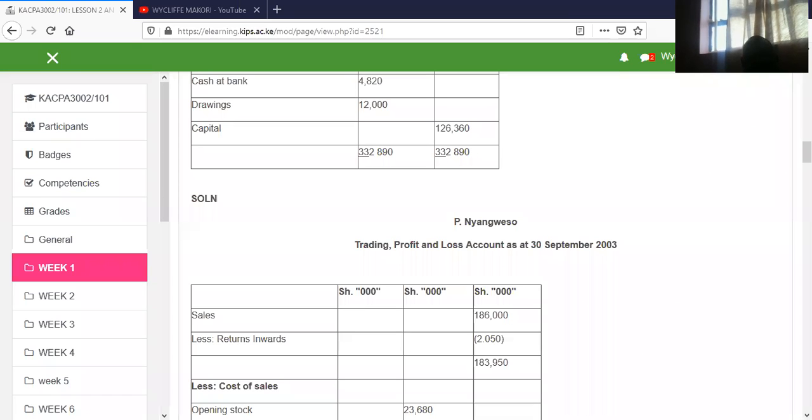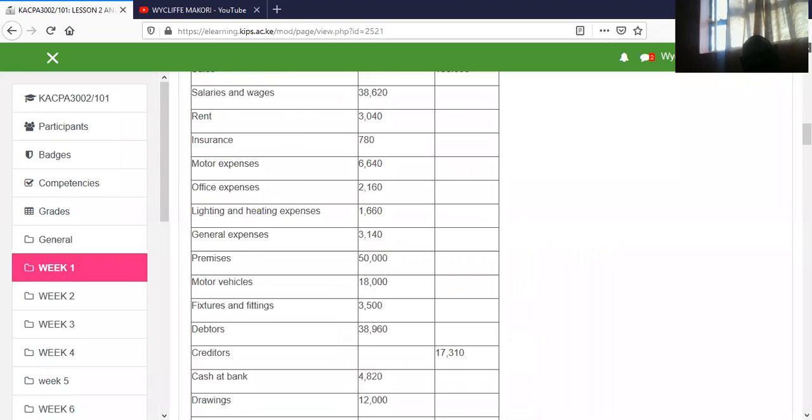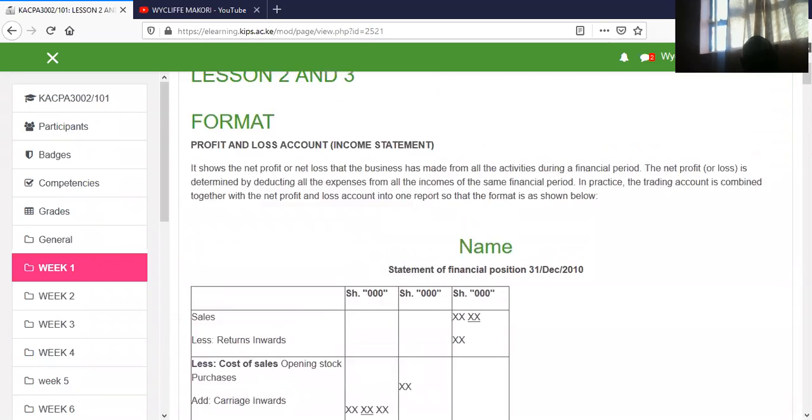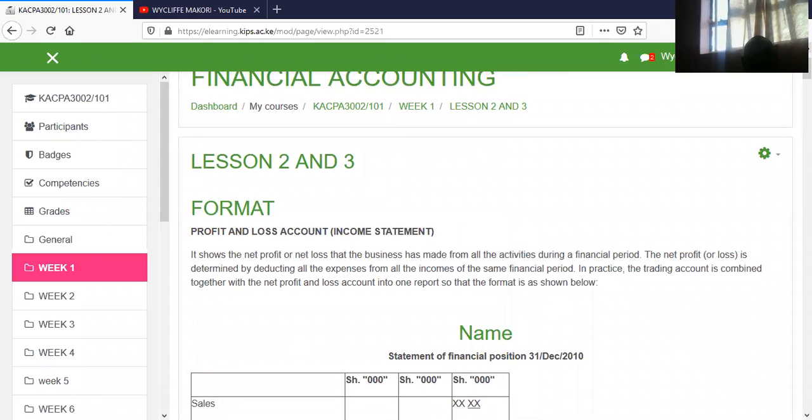I want us to look at the topic that we are handling, that is financial statements of a sole trader. Today I want us to have a video class and see how we are supposed to do it practically. I want to share what we already have in your dashboard about the format of the financial statements of a sole trader.